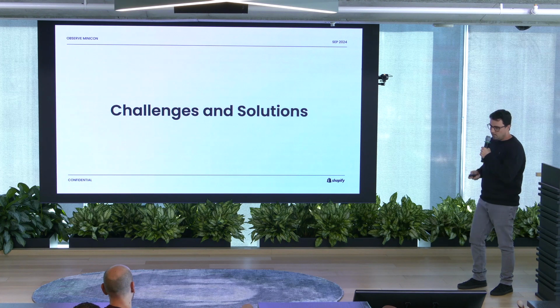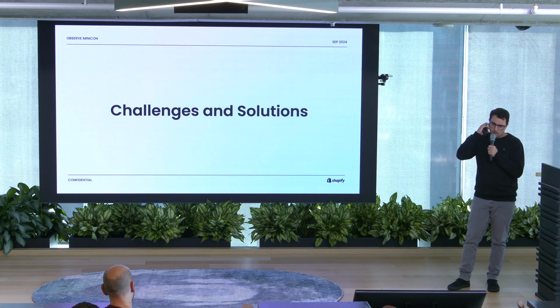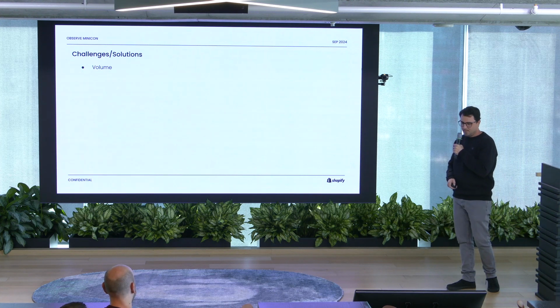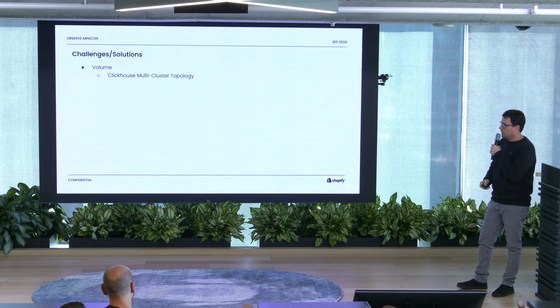Cool. I will not leave this talk without talking about challenges and solutions. So let's talk about the challenges we faced and how we overcame them. Volume. Yeah, that was the very first one. And one way we overcame this is by having a multi-cluster topology. So this way we can spread different logs across different clusters, and when we have to roll out upgrades, the disruption is minimal.